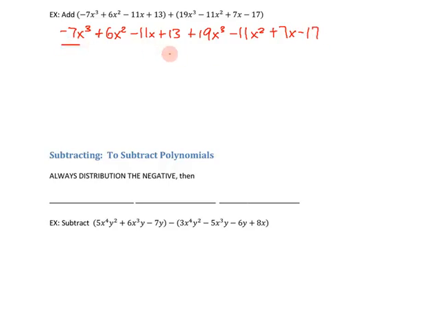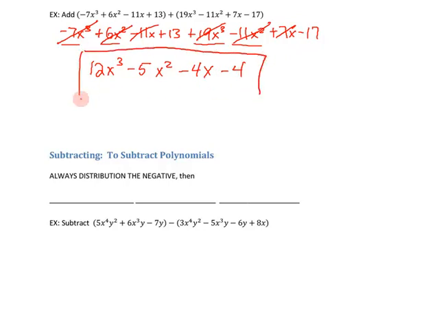So our x cubes will go together. I'll have negative 7x cubed plus 19x cubed gives me a 12x cubed. Combine my x squares. 6 minus 11 is minus 5x squared. Minus 11x plus 7x is minus 4x. And 13 minus 17 is minus 4. And there you go. That's all you got to do to add polynomials together.